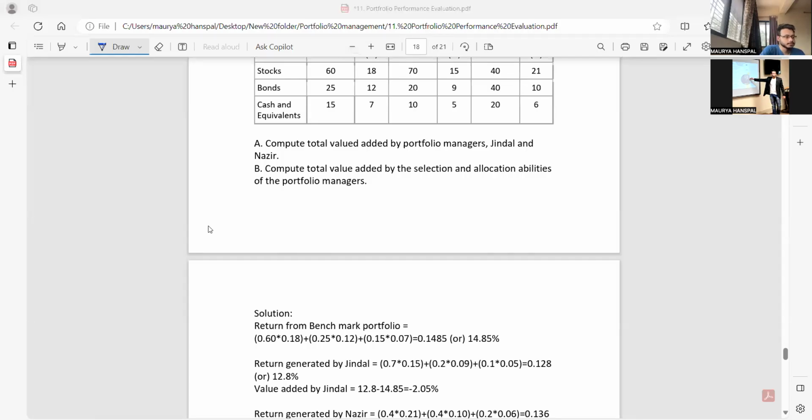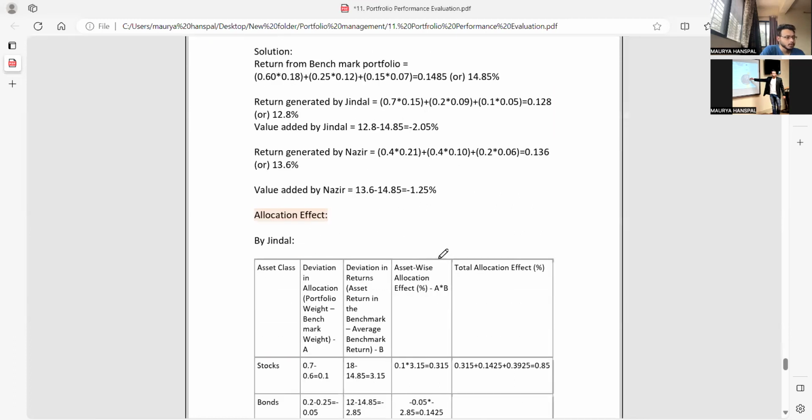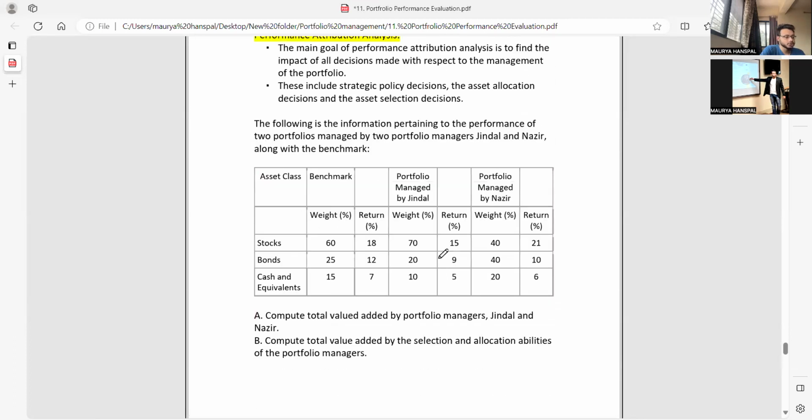If there are no more questions, we can begin with the portfolio attribution.